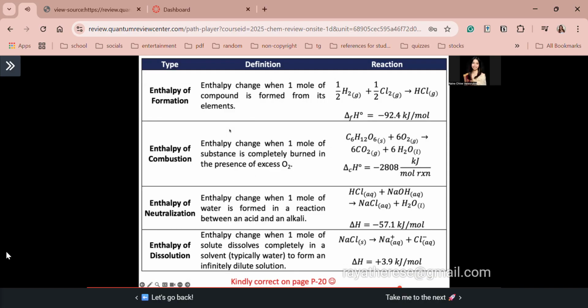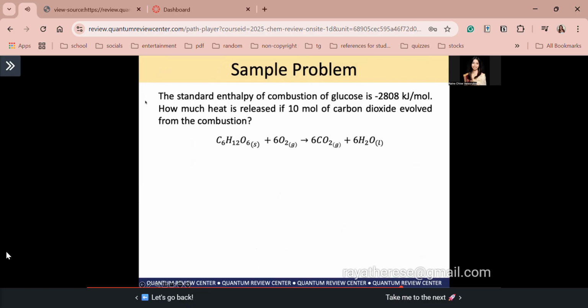So guys, again, for the value of the enthalpy of combustion for glucose here, kindly correct this on page P20. Okay? Ayan, so let's try to solve. The standard enthalpy of combustion of glucose is negative 2808 kilojoules per mole. How much heat is released if 10 moles of carbon dioxide evolve from the combustion?